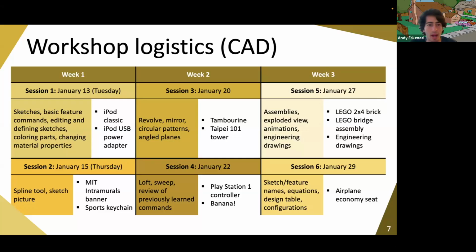And some of the projects that we'll be covering include, well, today the iPods, as I was saying, but then we'll do pretty complicated things, say like the tambourine, the Type A 101, where we're leveraging a little bit of symmetry, then the PlayStation controller and a banana, because a banana is a pretty classic one.